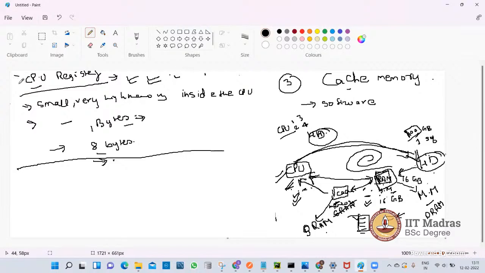So this is the fourth. Now if I come to the first one, secondary memory. We saw that a computer has two main types of memory, primary memory and secondary memory. In primary memory, we discussed that we have RAM and ROM.